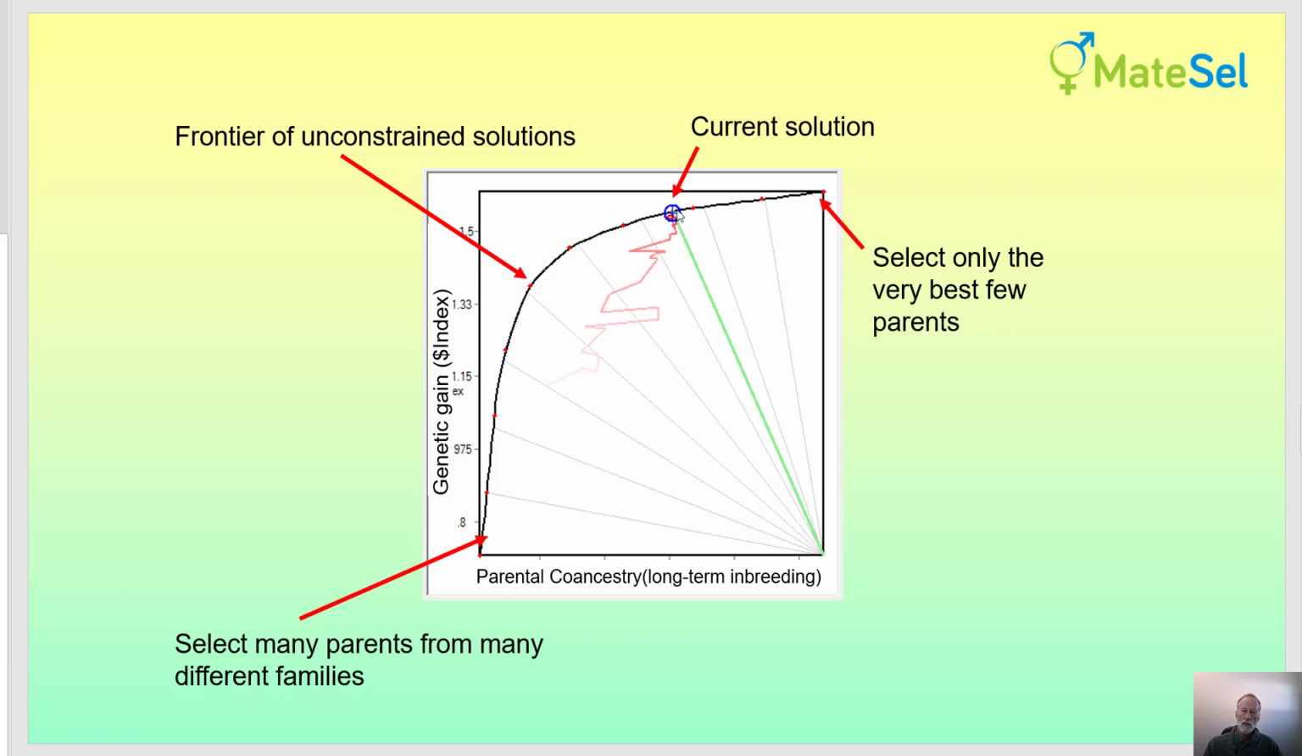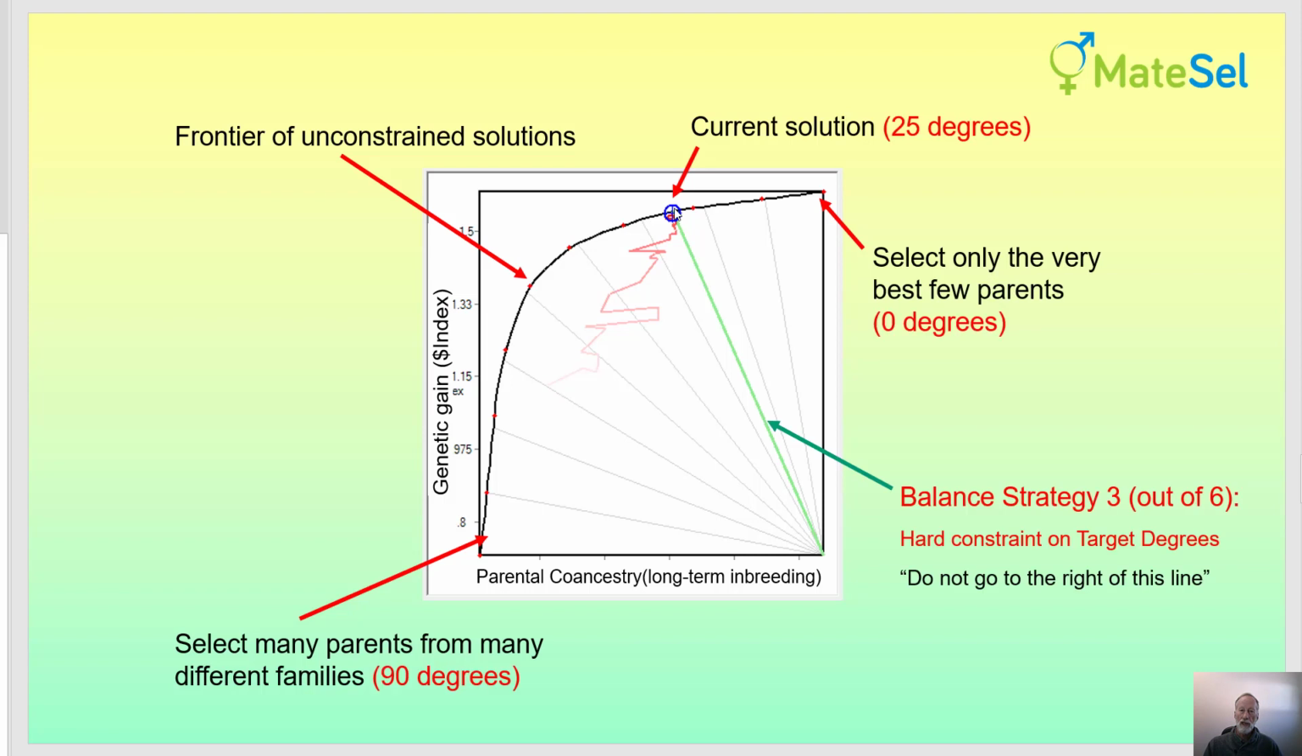The current solution is shown by this target here, with the red trail showing where it has been. And the balance strategy which has been employed in this case is reflected by this green line, to achieve getting the solution as close as possible to the frontier. And that happens without other issues being involved, just those two key issues. So that is actually called balance strategy 3, and I'll show you the rest of them in a moment.